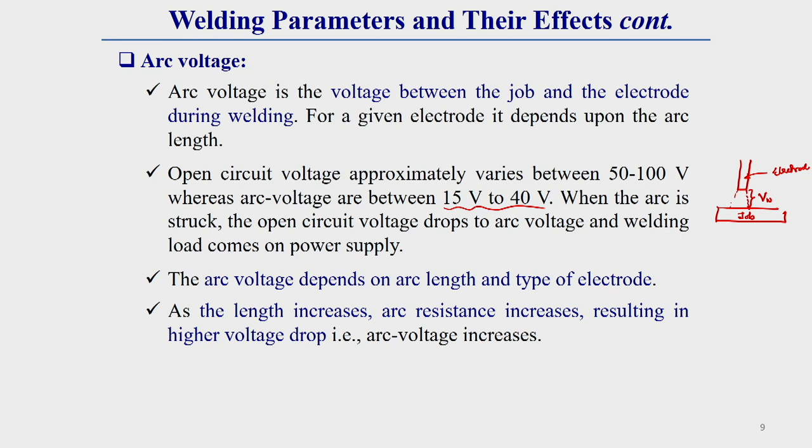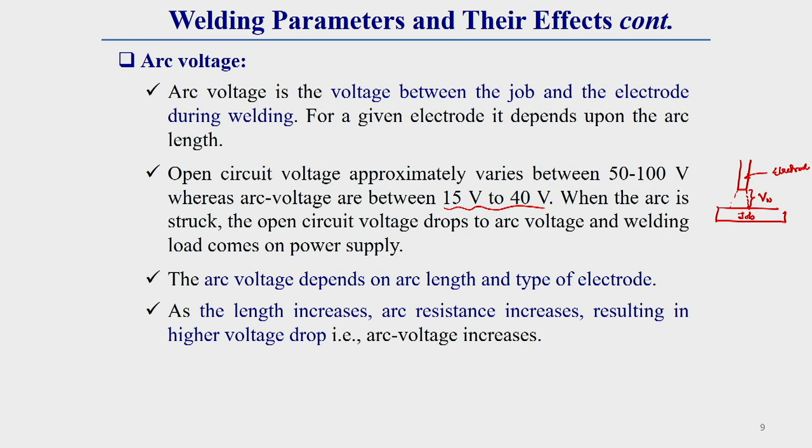Generally, when the open circuit voltage drops to the arc voltage, the welding load comes on the power supply, and the welding voltage is directly proportional to the arc length. The welding voltage is generally directly proportional to arc length, that we know. How is it directly proportional?